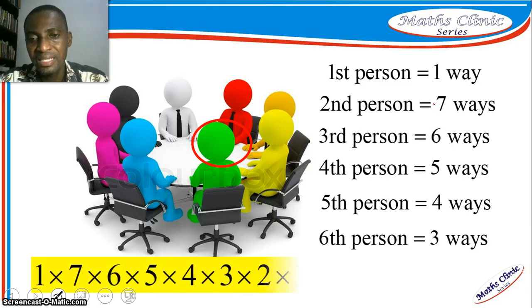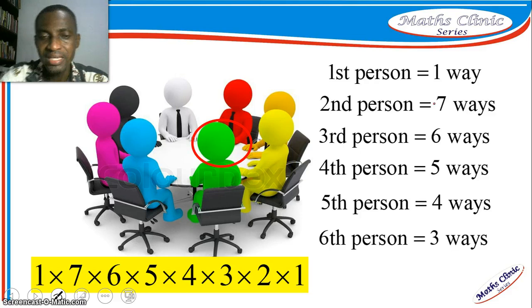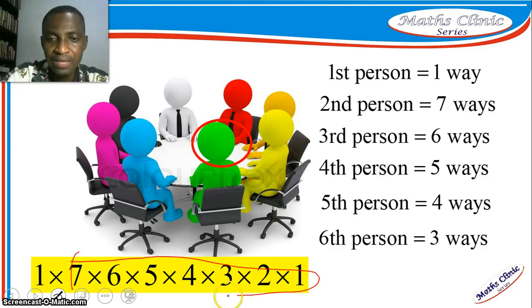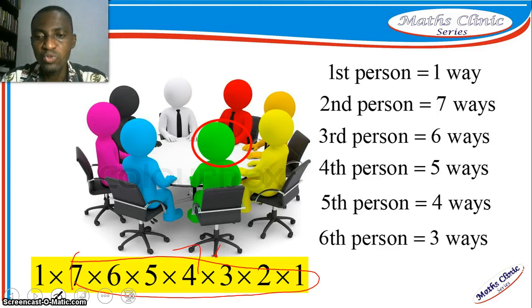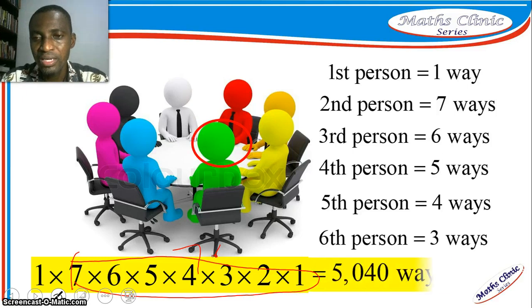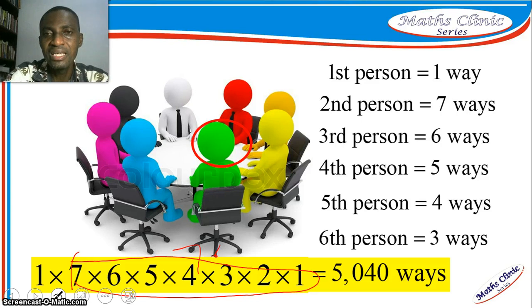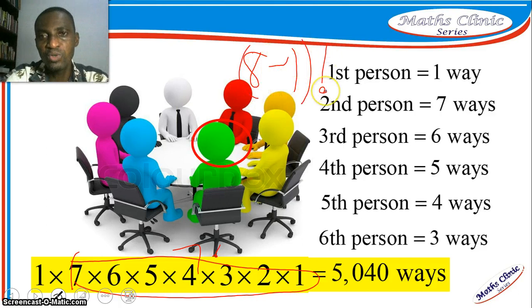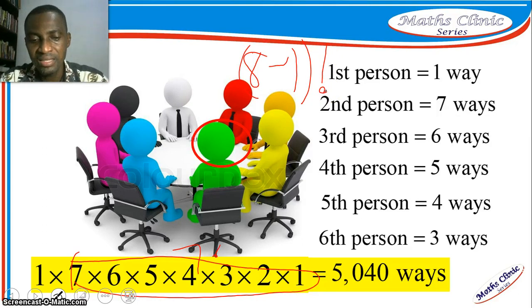until the last person is seated, and that's going to give us 1 times 7, 6, 5, 4, 3, 2, 1, and everything here represents 7 factorial. So 7 factorial times 1 is the same as 7 factorial, and so the answer will give us this. And that is why we are saying that if the number of people involved is 8, we just subtract 1 from 8 and we take the factorial, and so that will be the answer.